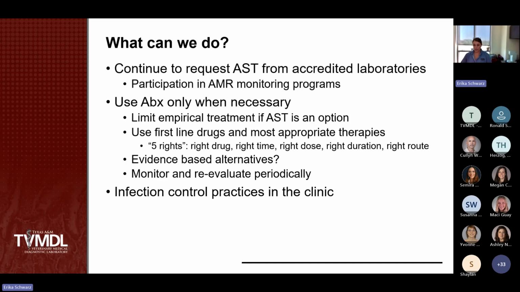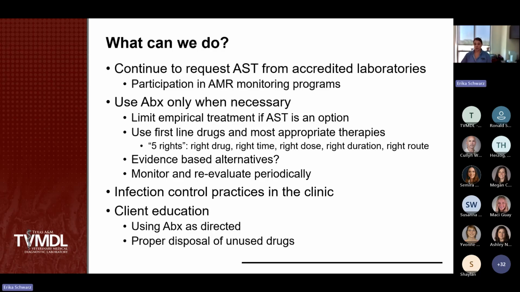Use infection control practices in your clinic: the use of PPE, isolation when necessary, disinfection, and using correct disinfection protocols according to the labeling instructions to ensure that you have adequate contact time and efficacy.